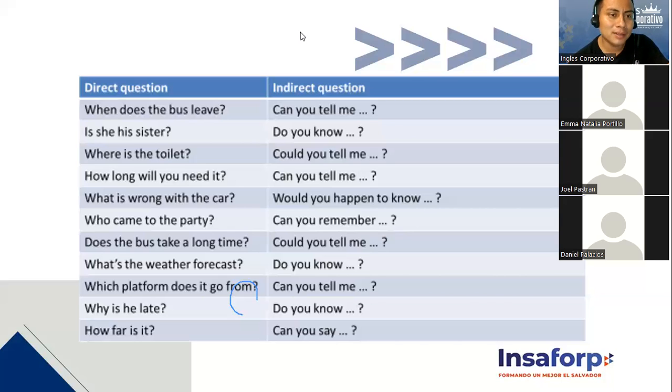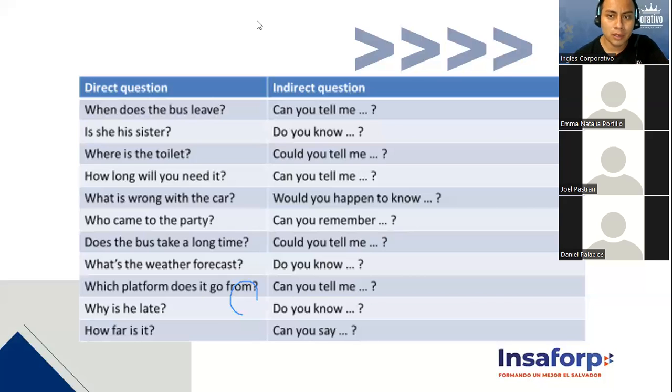Next one, Emma. How long? How can you say it? Yes, can you tell me how long you will need it? Awesome, thank you so much. Next one, Daniel Palacios. Is she his sister? Do you know if she's his sister? Okay, that one is okay. Thank you, that's number two.